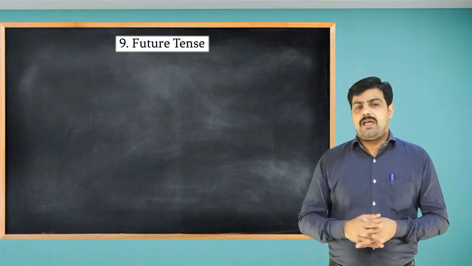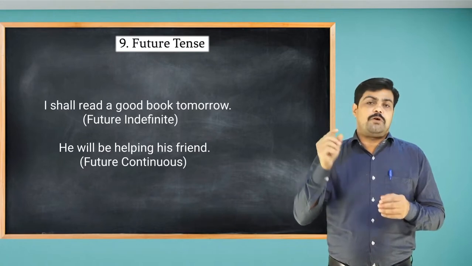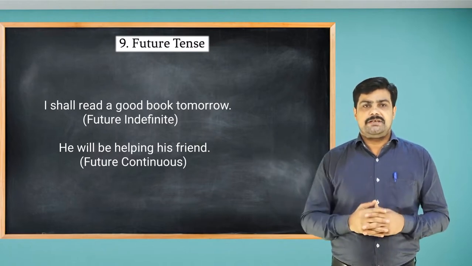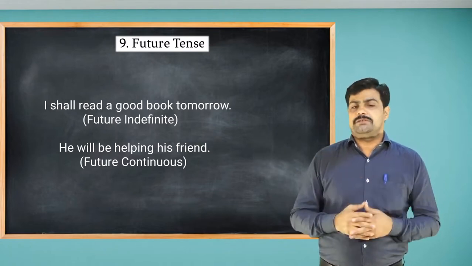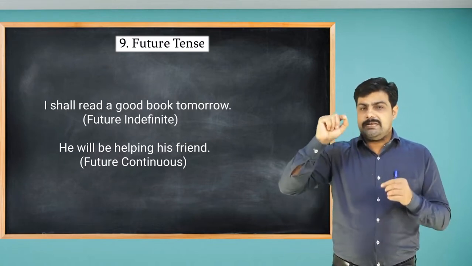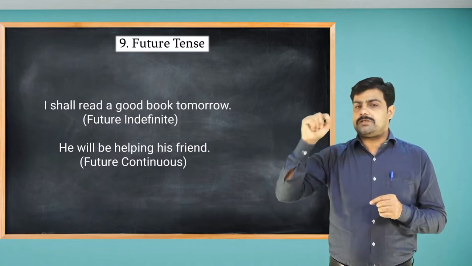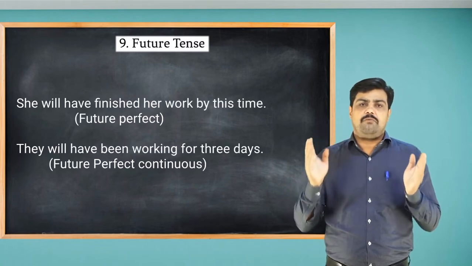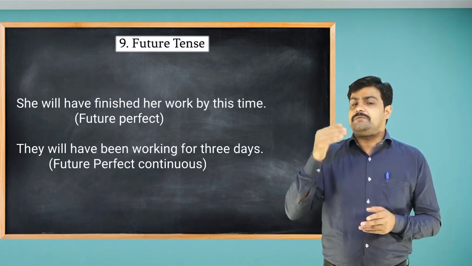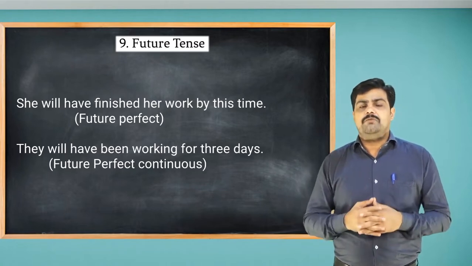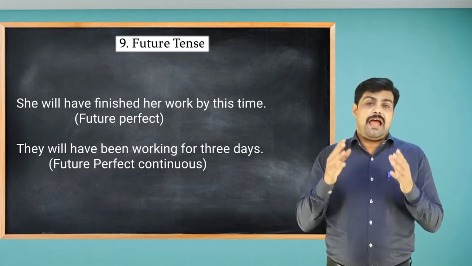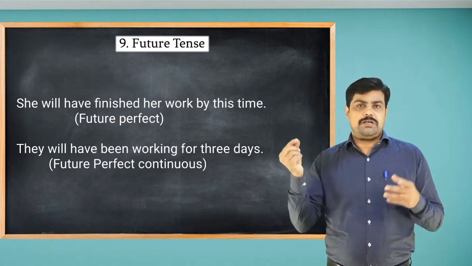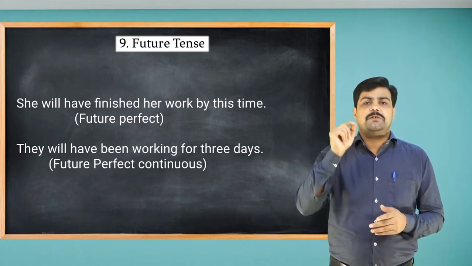For example, I shall read a good book tomorrow. It is future indefinite. Let's see another sentence. He will be helping his friends. Now it is a continuous action. So the tense is future continuous. Another sentence you see, she will have finished her work by this time. Now it is future perfect tense you see. And the final one on the screen is they will have been working for 3 days. Now here is a time duration. Since and for is used for time duration. So it is future perfect continuous.